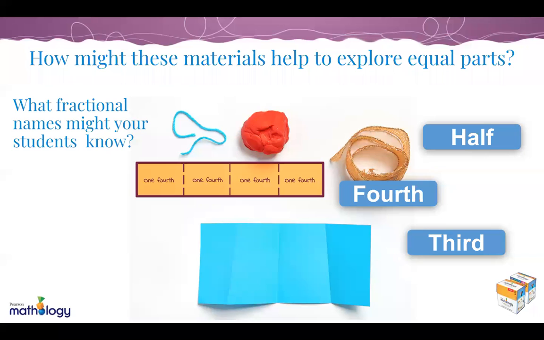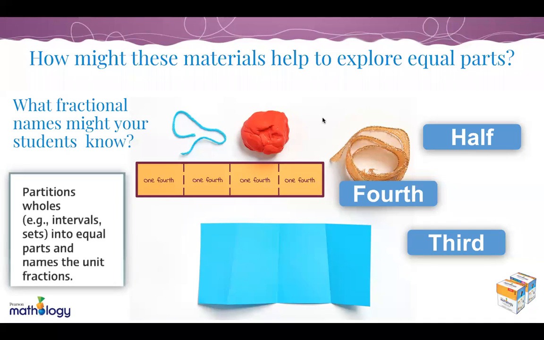Part of using different materials is allowing kids to think about equal parts in lots of different ways. And paper is just one of those ways, but you might have them think about cutting or folding or overlaying or even splitting up that plasticine to think about those equal parts in different ways. So the next piece of our learning progression is when students partition or split those wholes into equal intervals or into equal sets, and they're able to name the unit of those fractions. So we've moved from informal naming into naming the fraction using a little more formal language.